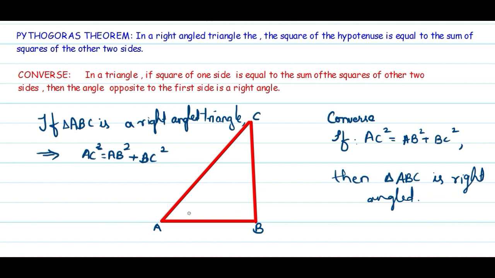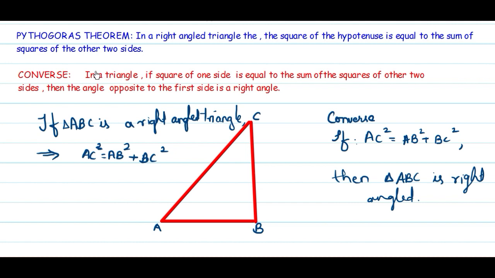If I take a right angle triangle like this, what is the hypotenuse? AC, the side opposite to 90 degrees is called the hypotenuse, right? The square of the hypotenuse will be equal to the sum of the squares of the other two sides. So, in triangle ABC, which is a right angle triangle, AC square will be equal to AB square plus BC square, the sum of the squares of the other two sides.